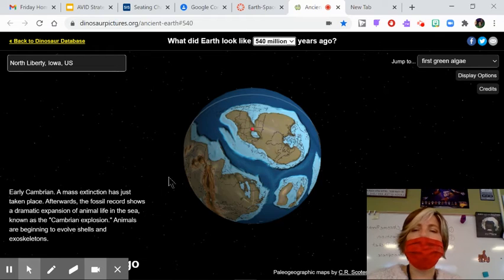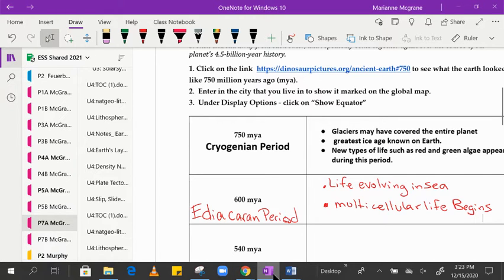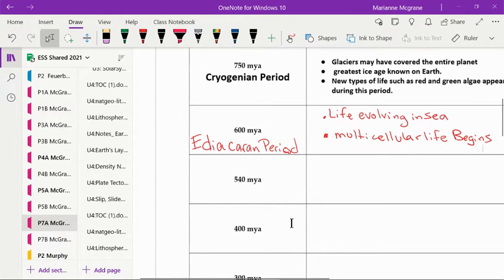This is the early Cambrian. There was a mass extinction that's just taken place. Afterwards, the fossil record shows dramatic expansion of animal life in the sea, known as the Cambrian explosion. So if we go back, let's go ahead and label this as the Cambrian period. And in the Cambrian period, one thing we need to note was that there was a mass extinction. After the mass extinction, then there was an explosion of life.